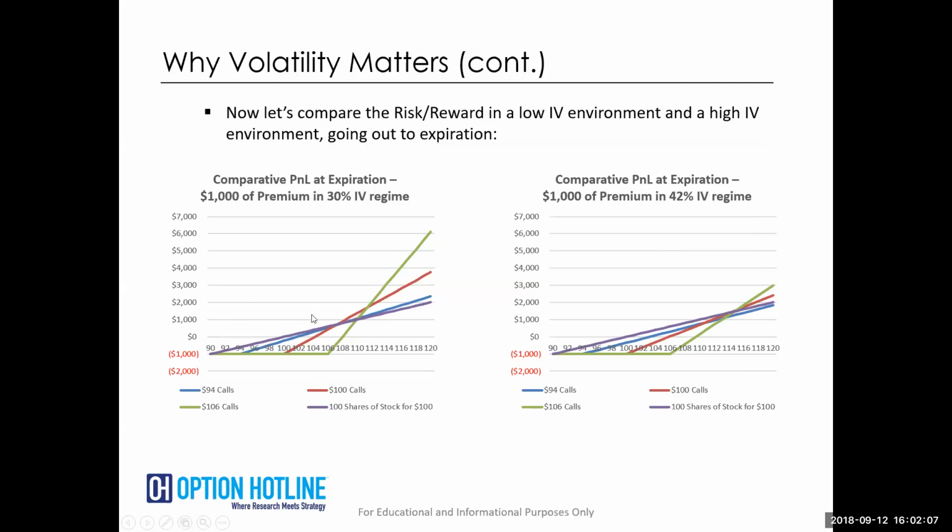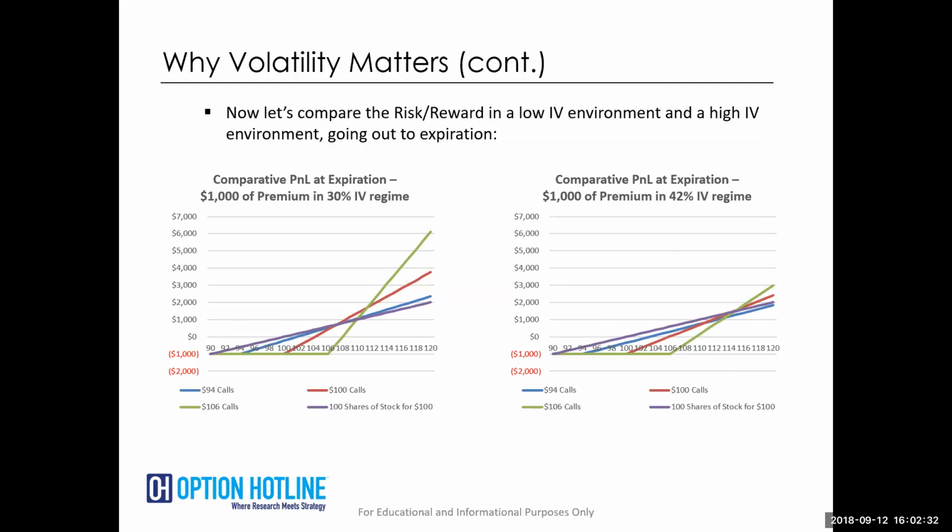And the other thing I want to remind you guys on here is that there's that trade-off, because see how much move we have to get in the 106 calls before they start to outperform stock? I've got to get to 110 before they outperform in that low implied volatility environment. Here, I've got to get to 115. So just thinking about the magnitude of move I need to outperform stock can often set me in the right frame of mind.